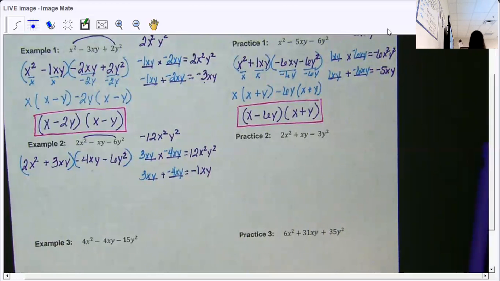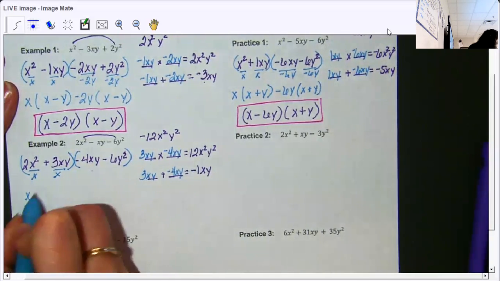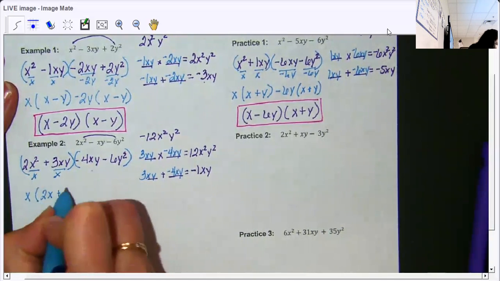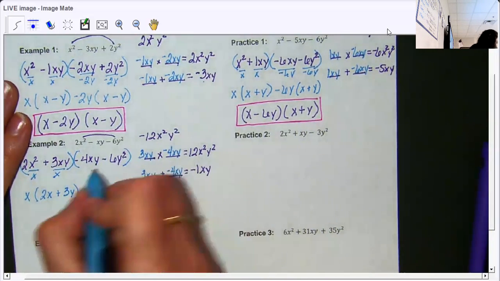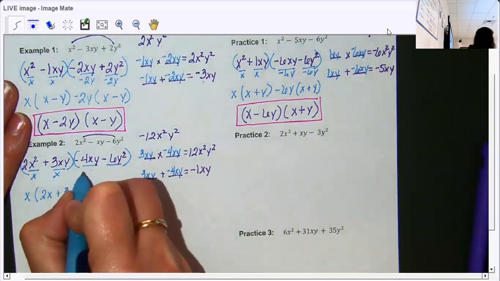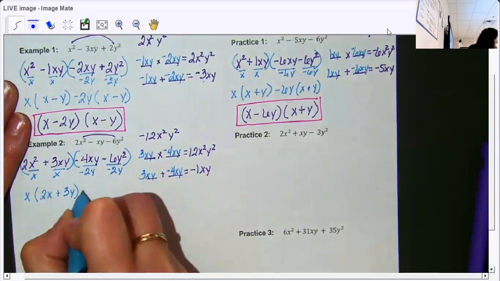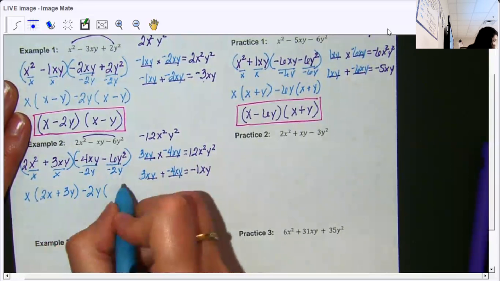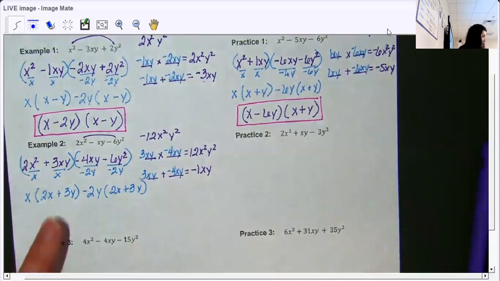Now we're going to find the greatest common factor of each set of binomials. So the greatest common factor here is x. So I divide them both by x. The greatest common factor with the second binomial is, anyone know? Negative 2y. Yeah, negative 2y. You guys are getting the hang of this. So we have negative 2y, and then when we divide, we have 2x plus 3y, which is the same as this one.